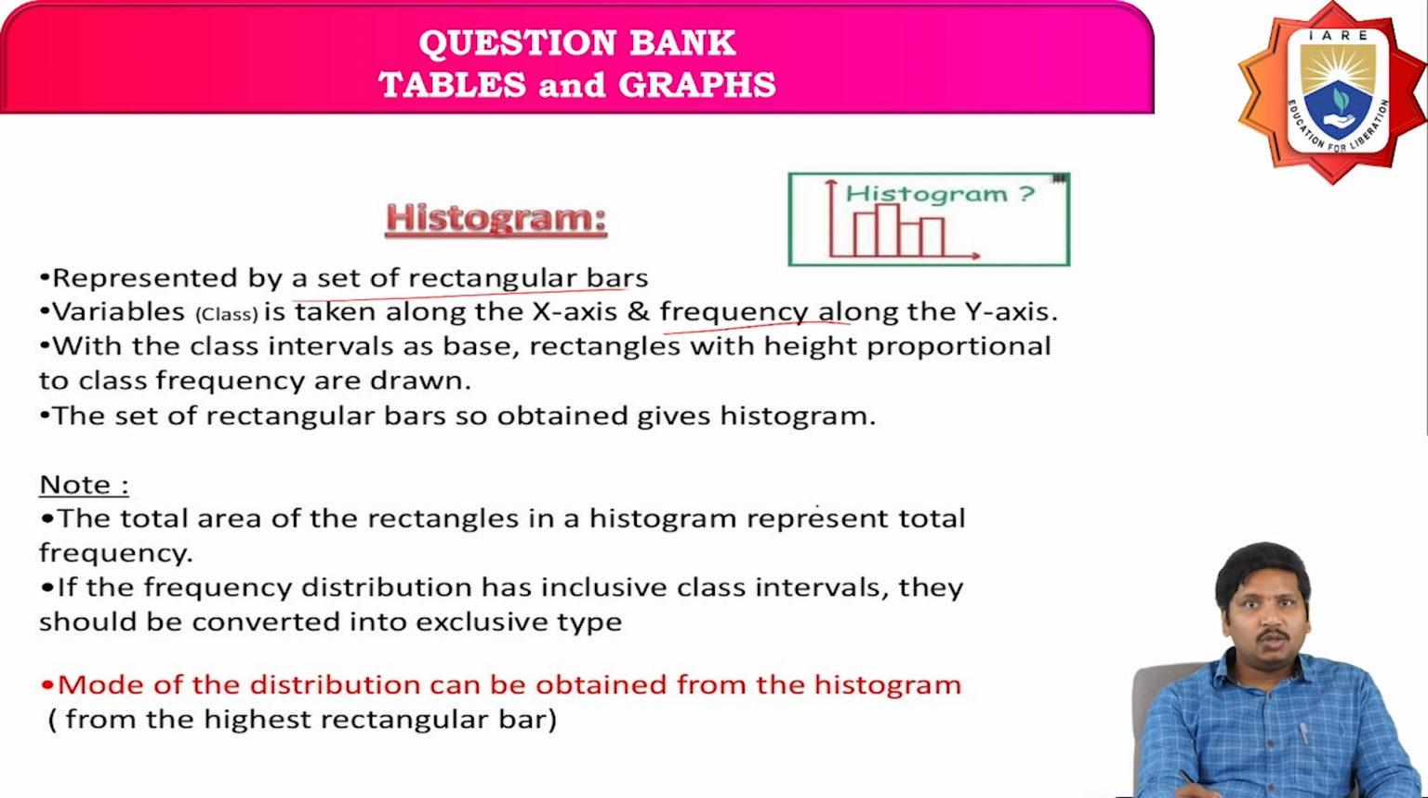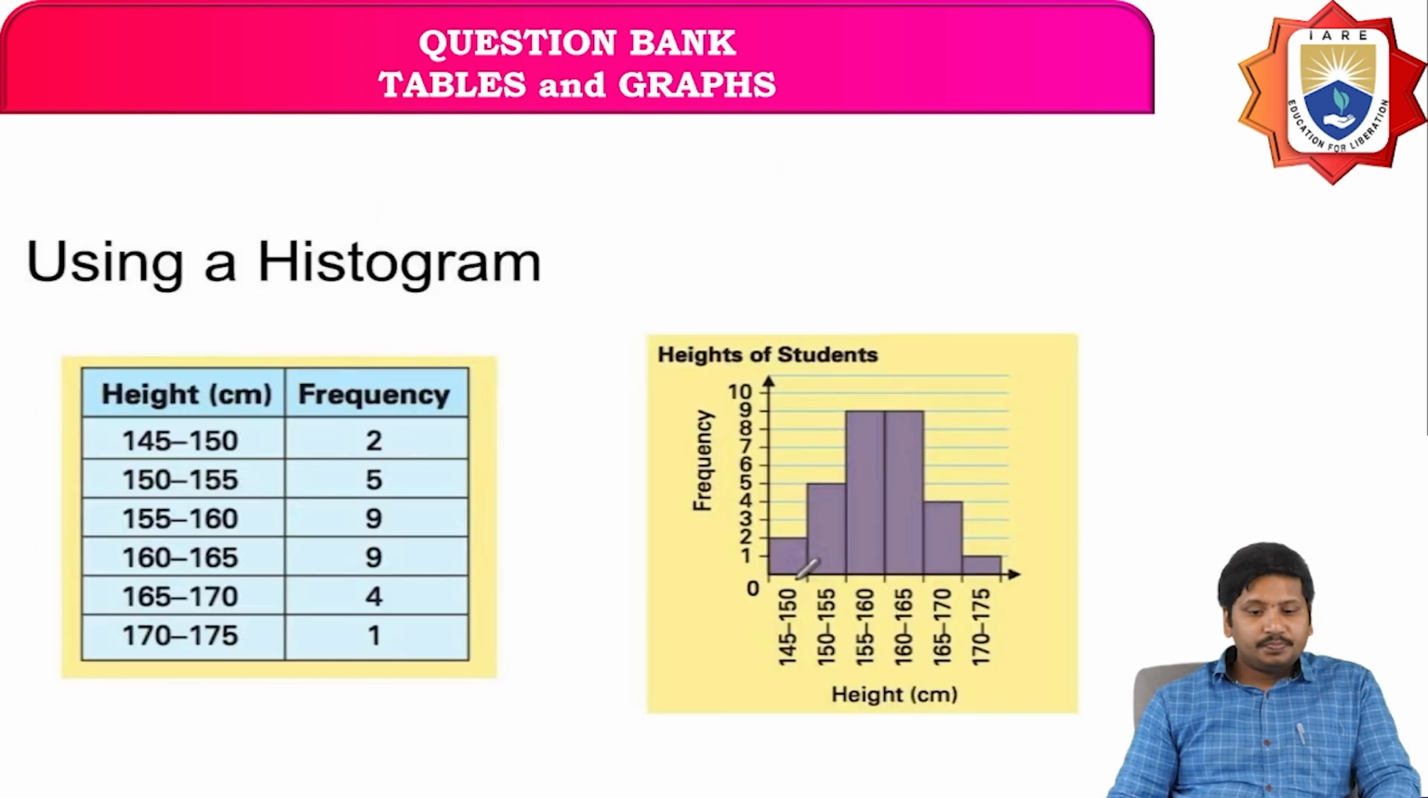And notice that the total area of the rectangles in the histogram represents the total frequency. And if the frequency distribution has inclusive class intervals, they should be converted into exclusive type. And the mode of the distribution can be obtained from the histogram. So this should be the view of the histogram.